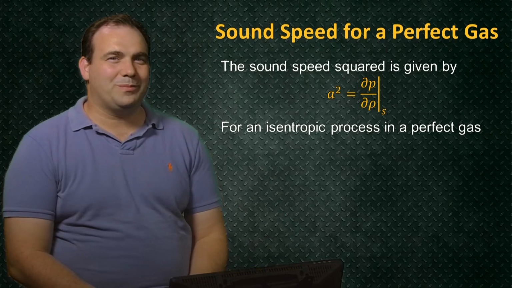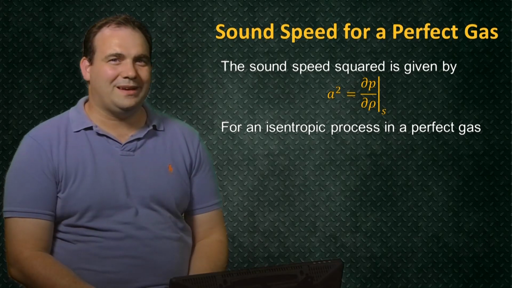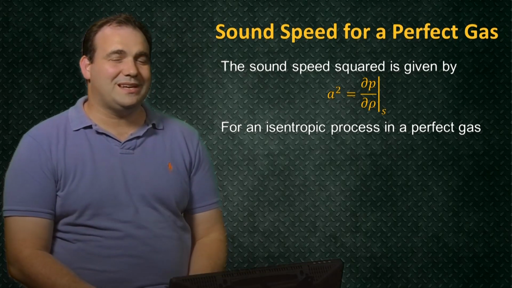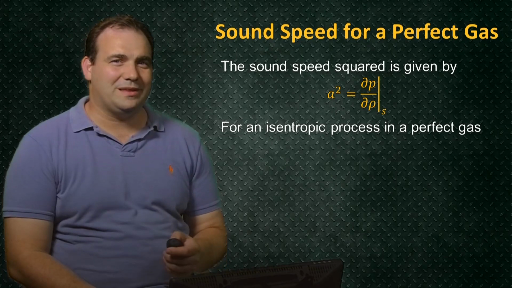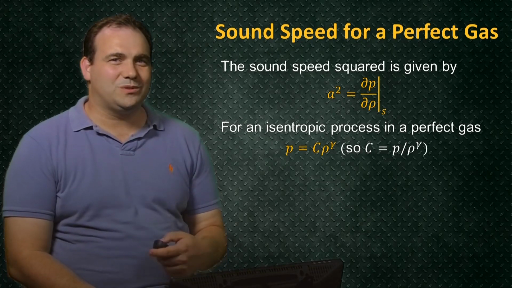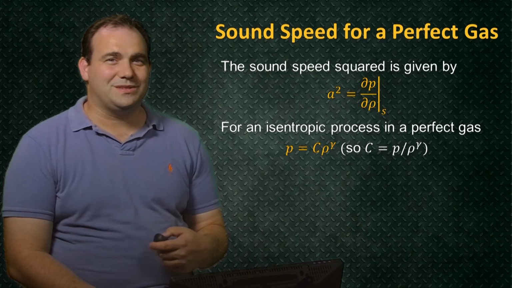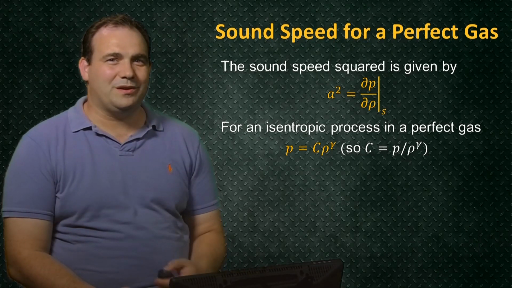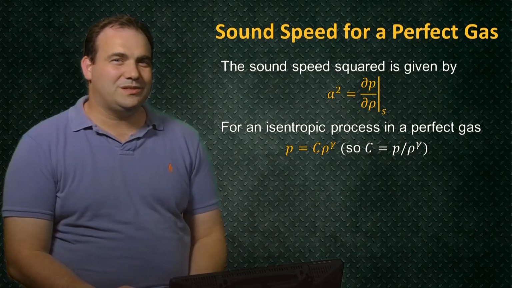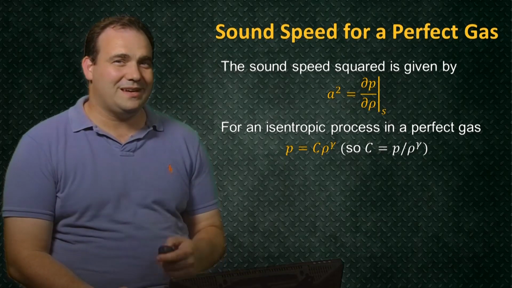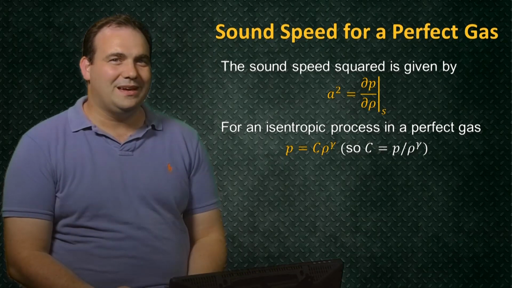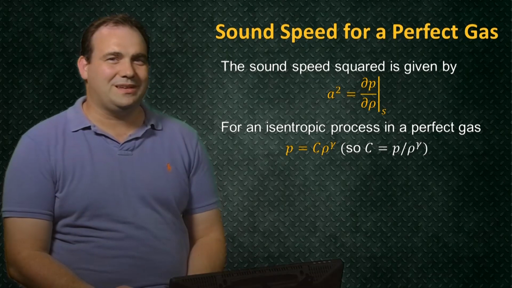For an isentropic process in a thermally perfect gas, we use the first and second laws of thermodynamics to show that the pressure P is equal to a constant C times the density ρ to the power of the ratio of specific heats, gamma. Note that we can also rearrange this to obtain the fact that the constant C is equal to P on ρ to the gamma.